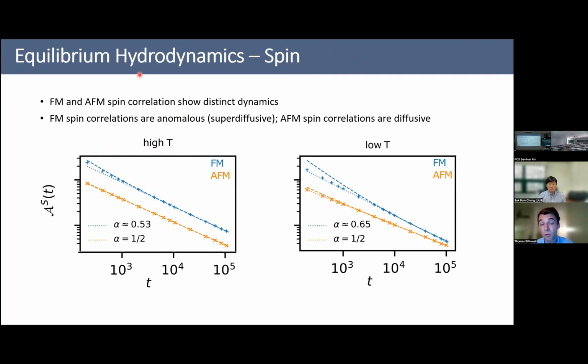Now, what was really surprising to us is that if you go to lower temperature, suddenly the ferromagnet behaves completely differently from the antiferromagnet, in the sense that the exponent of the power law decay of the autocorrelator is close to 2/3, whereas the antiferromagnet stays very nicely diffusive at all temperatures. So what we're finding here is that the ferromagnetic spin correlations are anomalous, super diffusive, specifically at low enough temperature, with an exponent very close to the KPZ value of 2/3. So we found that interesting.